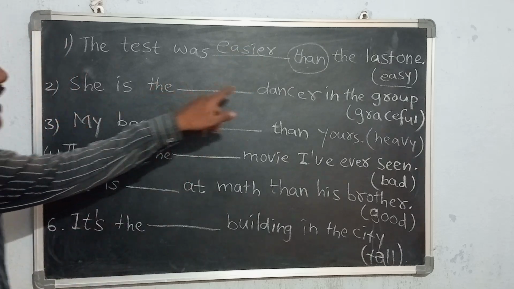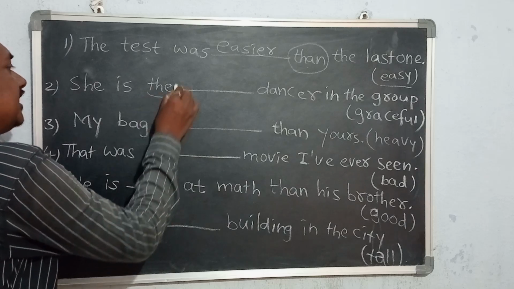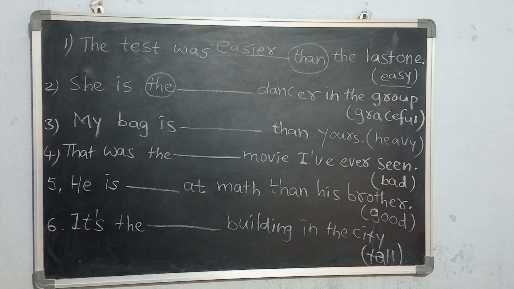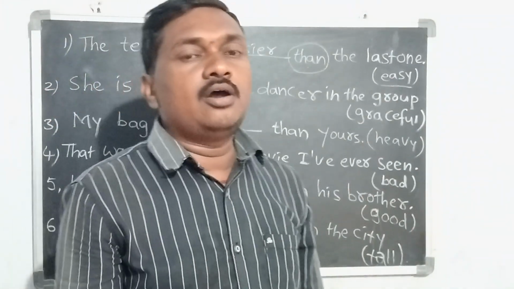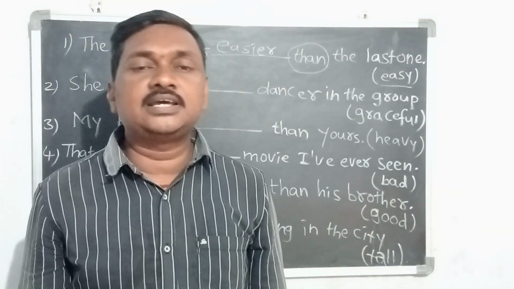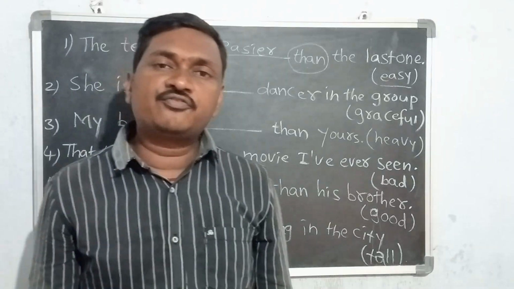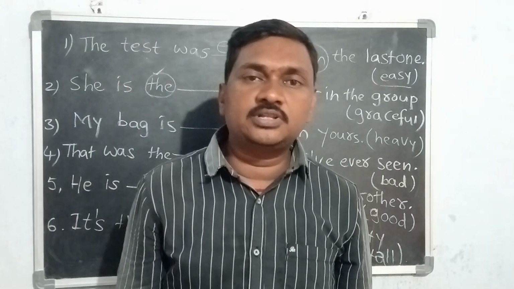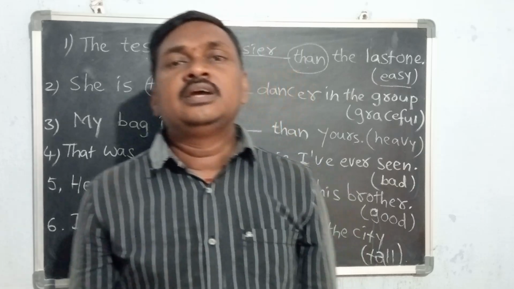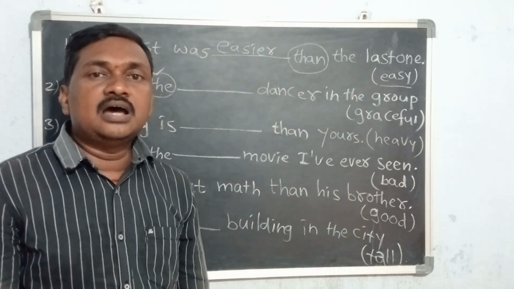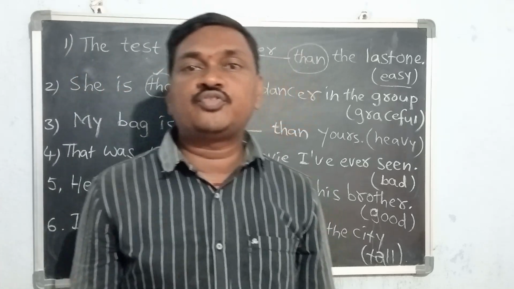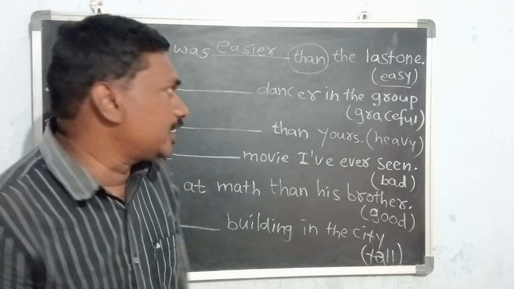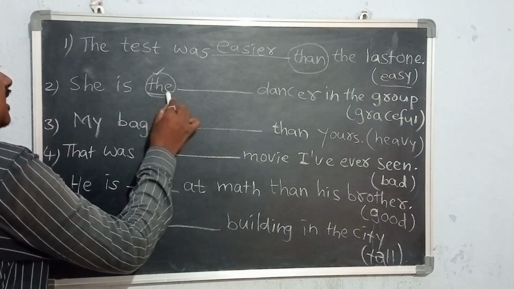She is the dash dancer in the group. The article the. Generally we write article the before superlative degree. In articles there is a rule that the definite article the is always used before the superlative degrees. For example, the greatest, the highest, the most beautiful, the most colorful, the most faithful, the most interesting. So here the article is the.